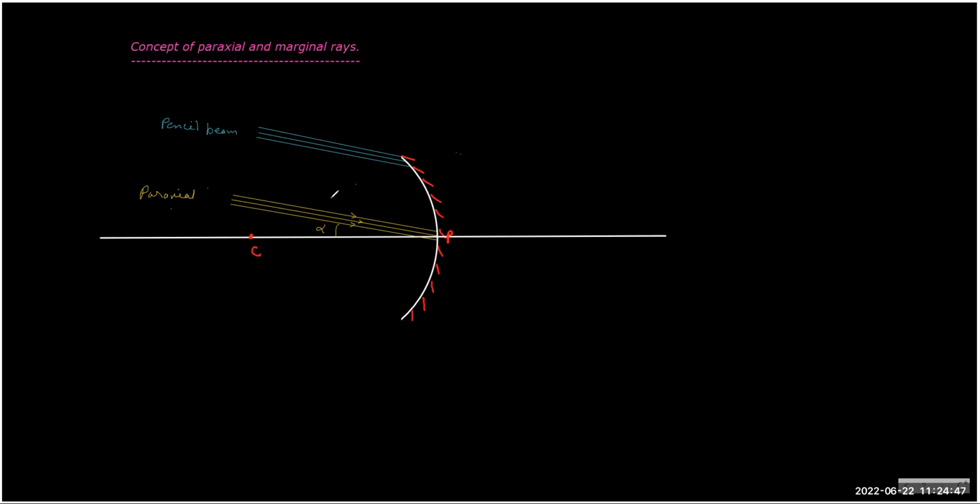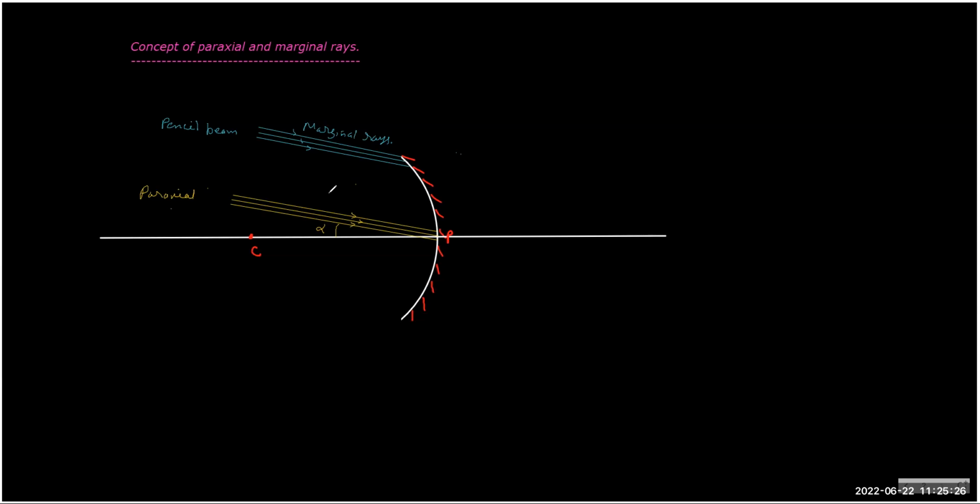And where they are hitting, the answer is obvious. They are hitting quite far from the principal axis. Such rays are called marginal rays. Yes, they are parallel to each other. The rays are parallel. The overall orientation may be at some angle, maybe horizontal, maybe at some slant.